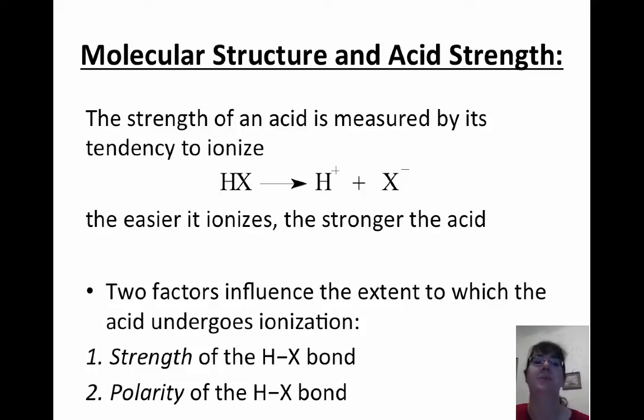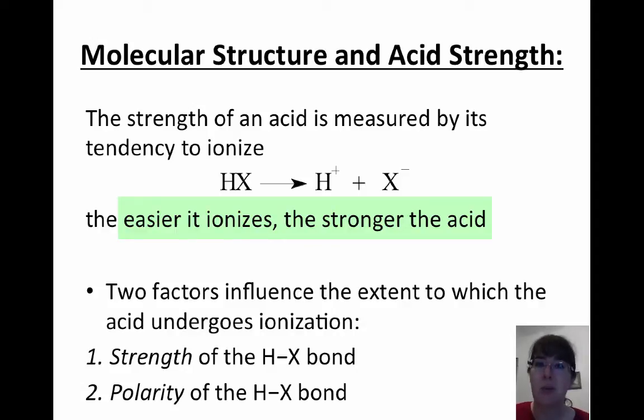We want to talk about the molecular structure and the strength of acids. First of all, when you're talking about the strength of an acid, it's measured by its tendency to ionize. So we start off with something together, and it's going to break apart. The thing you've got to keep in mind is these are covalent compounds. So when you actually have something ionize, it's breaking a covalent bond, the covalent bond to the hydrogen. So the easier it ionizes, the stronger the acid.